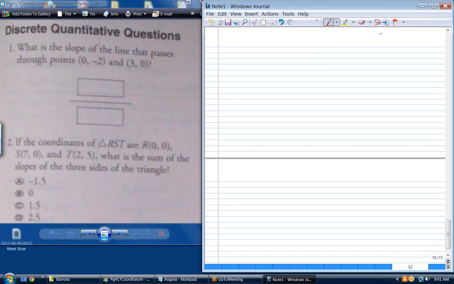And this I actually know how to do, slope, because it would be y2 minus y1 divided by x2 minus x1. Okay. So 0 minus -2 would be 2, and then 3 minus 0 is 3, so it'd be 2/3. Good.